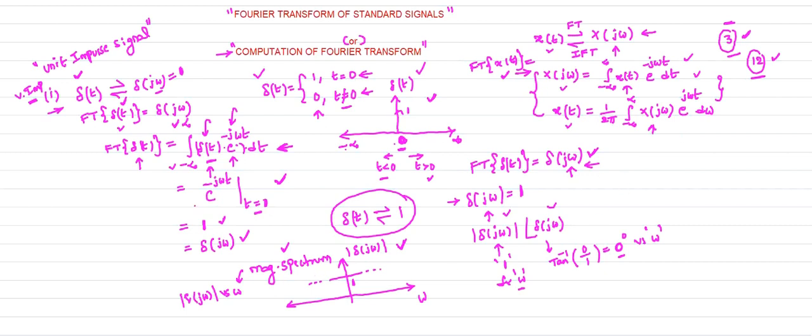Now how can you plot the phase spectrum? So this is your phase spectrum. The angle of delta of j omega versus omega is nothing but the phase spectrum. Here the phase spectrum is 0 because the angle is 0 for all values of omega. Phase spectrum is 0. So this is your phase spectrum.